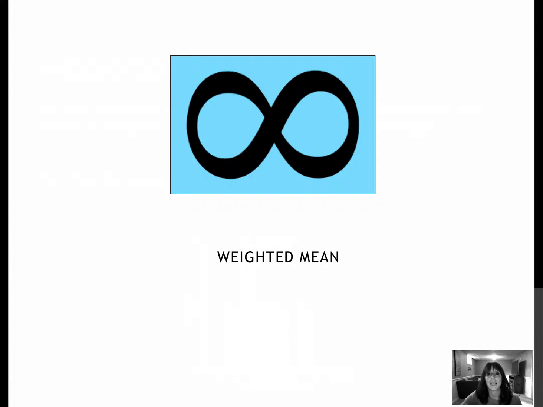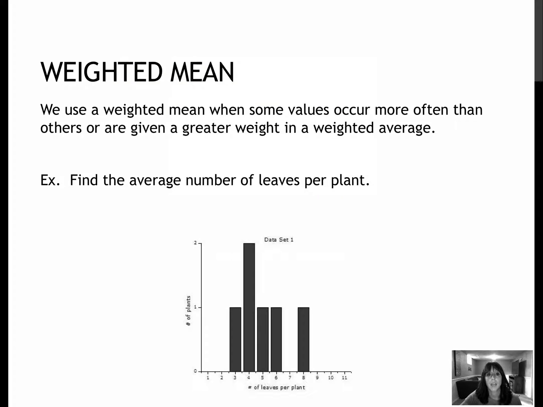This lesson is on finding the weighted mean. A weighted mean occurs when you have several values and some are more highly weighted than another. They're given a greater value in your average.